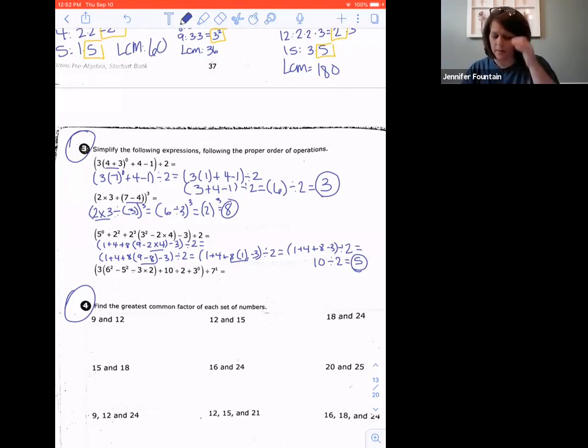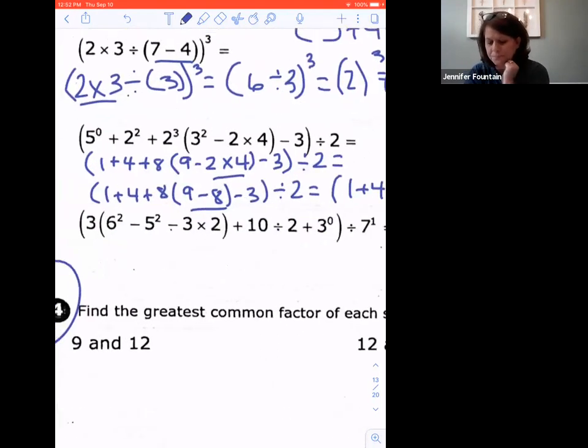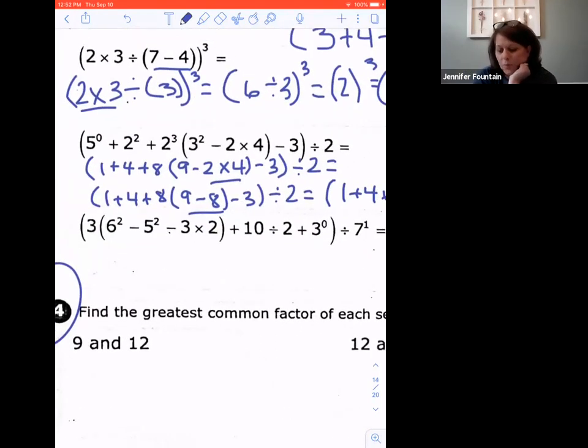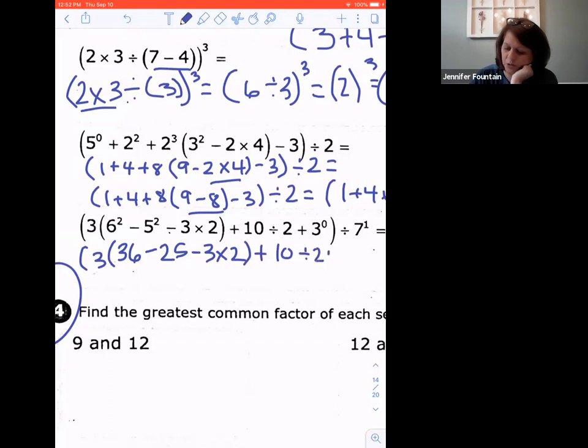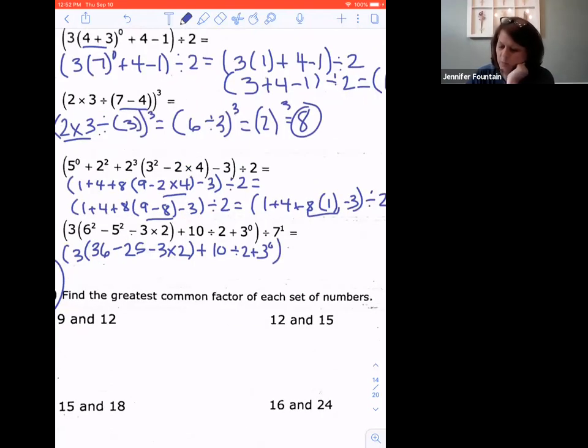All righty, so now our last one. Working inside our parentheses, we're going to have 3 times, and we're going to go ahead and take care of these exponents. 6 squared is 36 minus 5 squared is 25 minus 3 times 2 plus 10 divided by 2 plus 3 to the 0 in parentheses divided by 7 to the first.